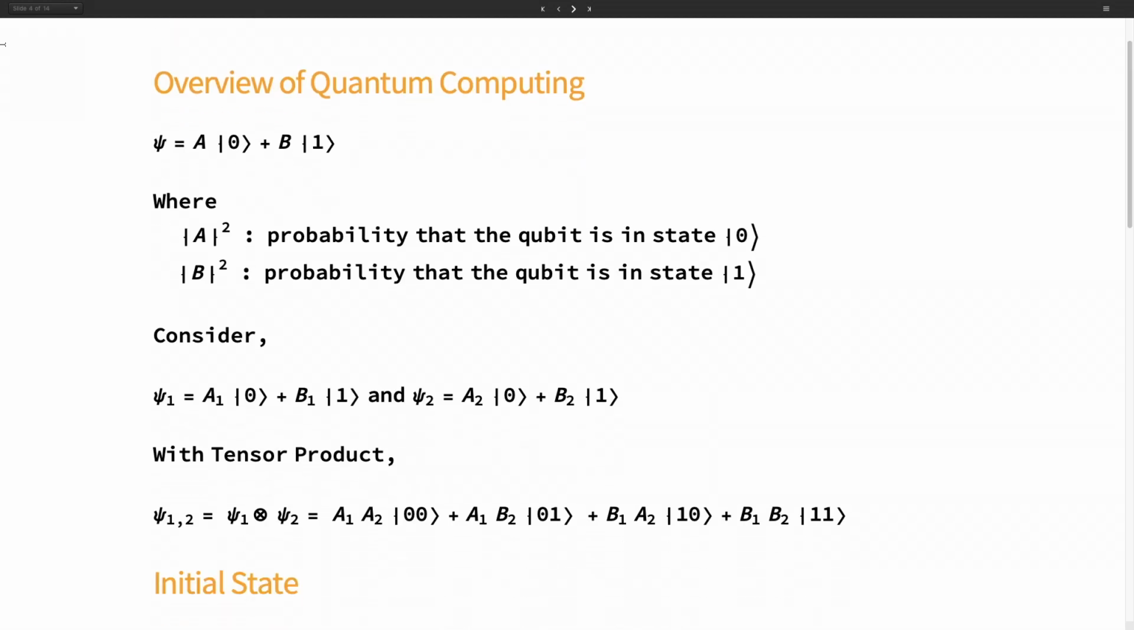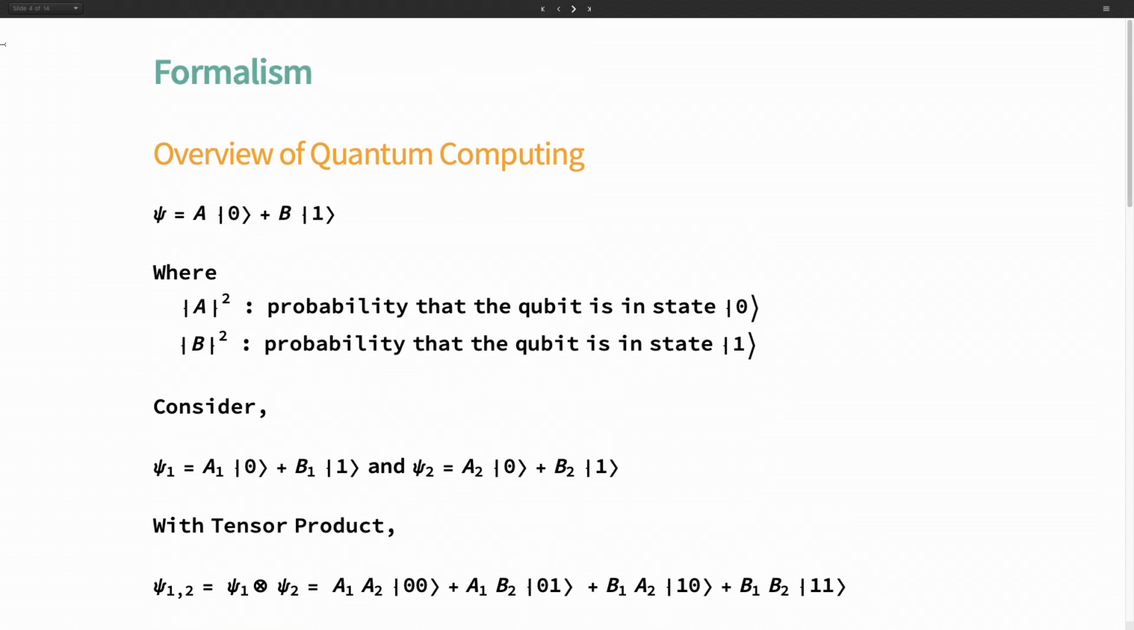Okay, so let's do a quick overview of quantum computing. Let's say I have a qubit, and I'll call it psi. I can represent it like this, where the norm of a squared is the probability that the qubit is in state 0, and the norm of b squared is the probability that it's in state 1.